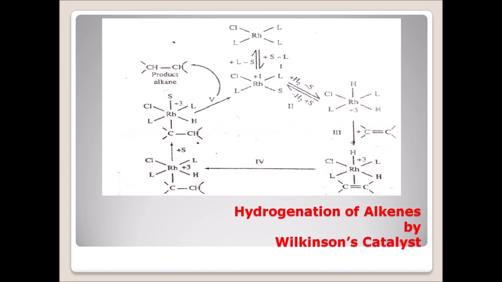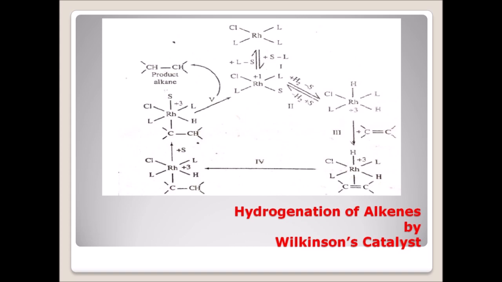Step 4 is an insertion reaction. It involves the insertion of olefin into the metal-hydrogen bond to give a metal alkyl derivative. Then let us come to step 5. It is the reductive elimination step. Reductive elimination is the inverse of oxidative addition. Here the metal rhodium is reduced from oxidation state +3 to +1, and the coordination number of the central metal is decreased from 6 to 4.